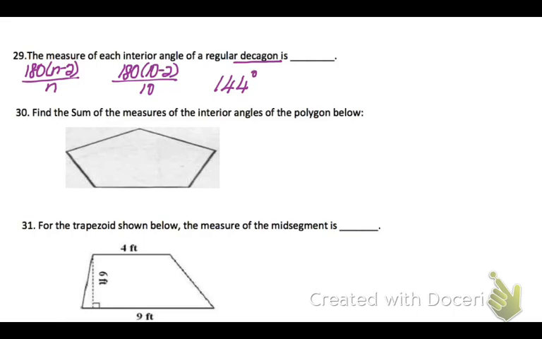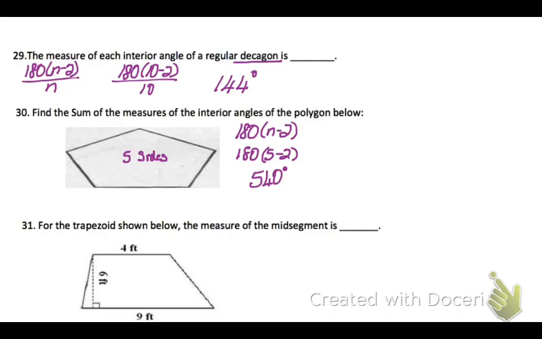Find the sum of the measures of the interior angles of the polygon below. Well, the sum of the measures, remember that formula, is 180 times n minus 2, n being the number of sides, and I counted the number of sides on this. It's 5. I'm going to plug that in and get that the sum of the measures of a pentagon is 540 degrees.